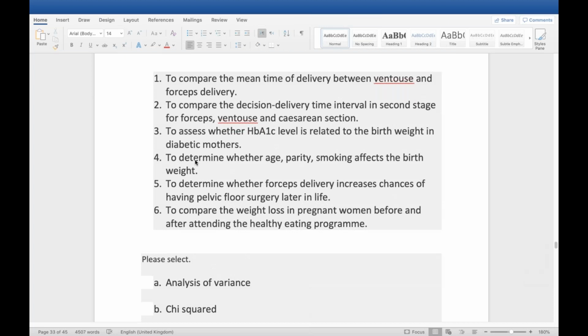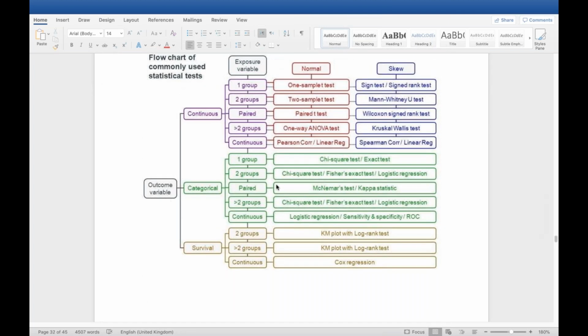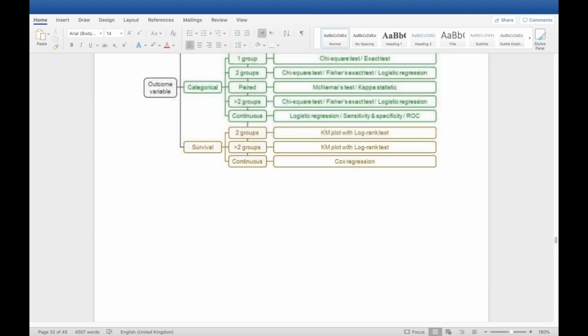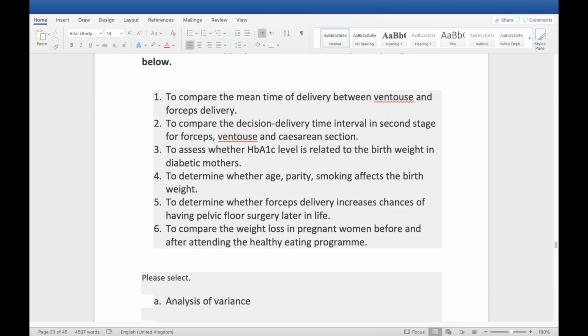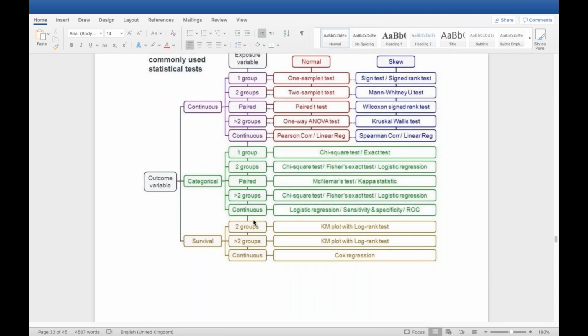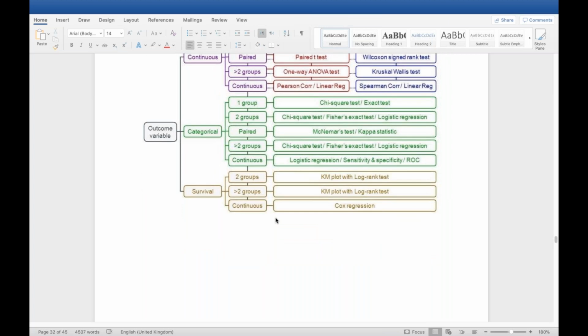But anyway, okay, to determine whether age, parity, smoking affect birth weight. So these are categories affecting numbers. Age, parity, smoking, categories affecting numbers. Do you have categories affecting numbers? So it will be logistic regression. Okay, it will be here. You have to just do it like this. What are the things that are affecting and what you are measuring? Okay, so the outcomes and the other things basically.